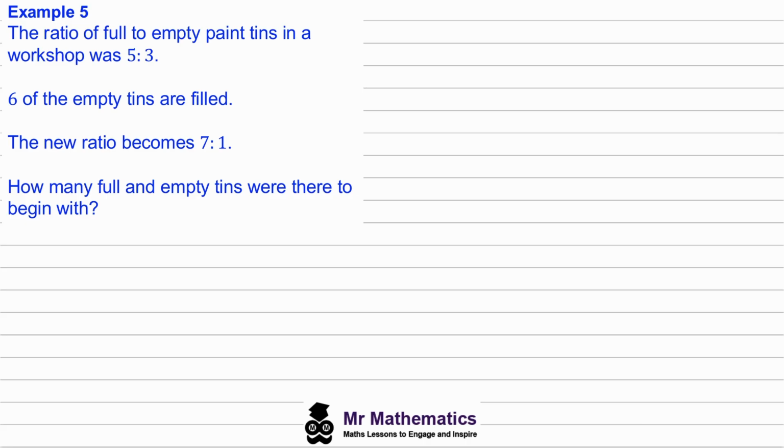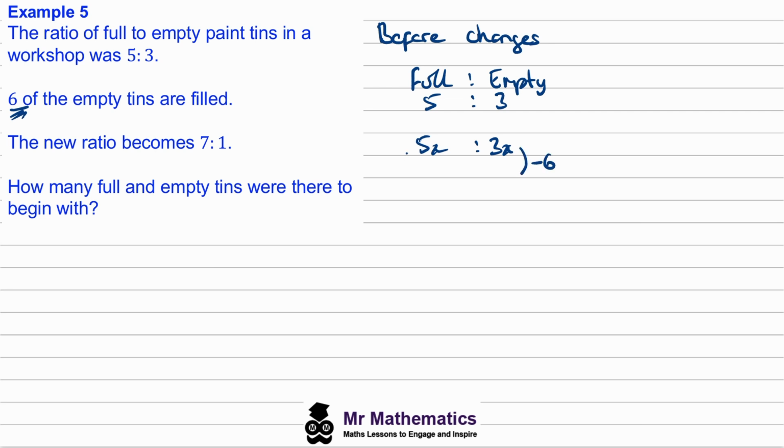We'll write the ratio before any changes. We're told there were 5 full to 3 empty. To work out the number of tins, we'll multiply both by x. So we get 5x to 3x. 6 of the empty tins are filled. So we're losing 6 of these, but we're gaining 6 more full. So 5x plus 6 to every 3x minus 6. And this ratio becomes 7 to 1.